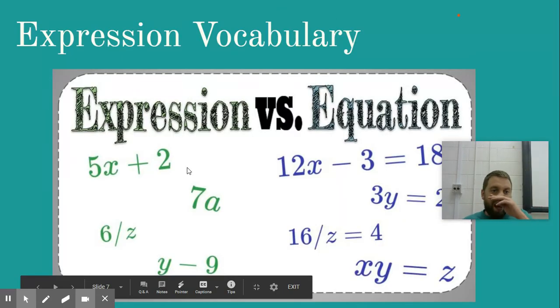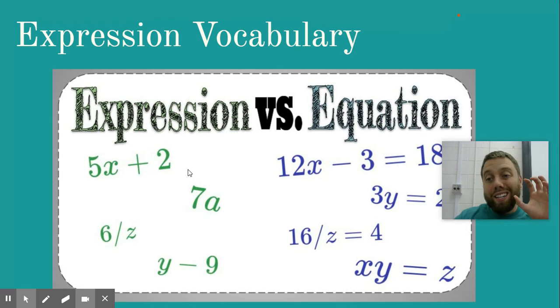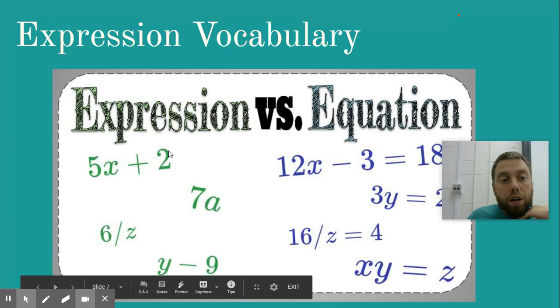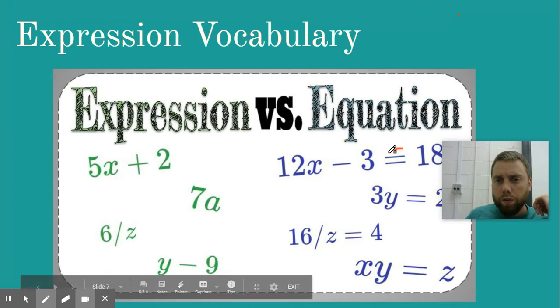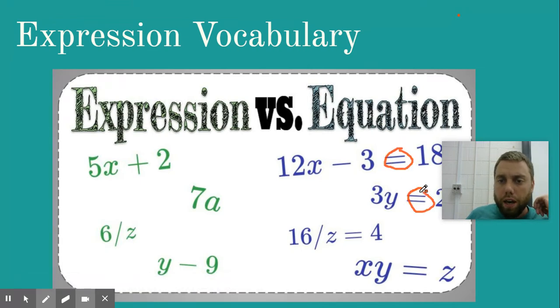Vocabulary, some important vocabulary. We need to know the difference between an expression and an equation. We know expressions, as we can see on the picture here, none of them have the equal signs. So when we think expression, think no equal sign. Over here, all of the equations are going to have equal signs. When we think equation, think equal sign.